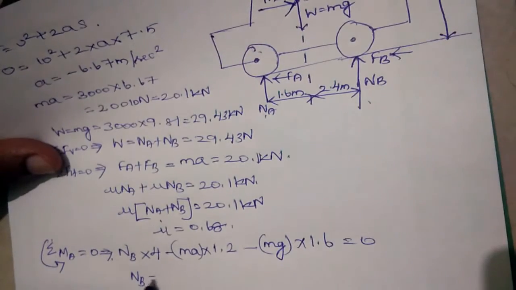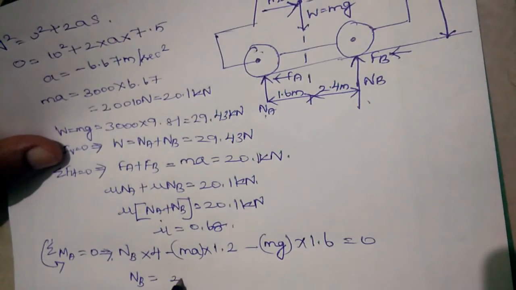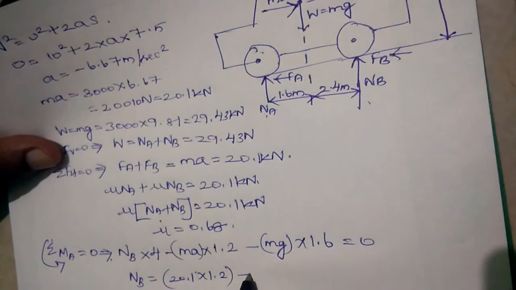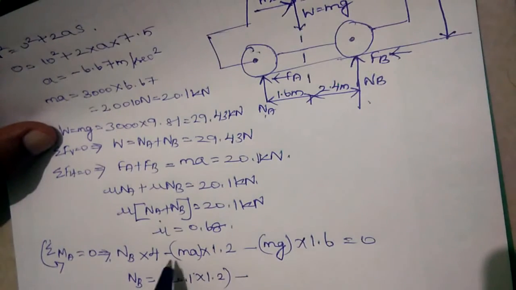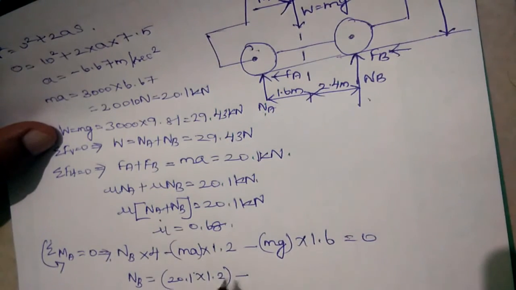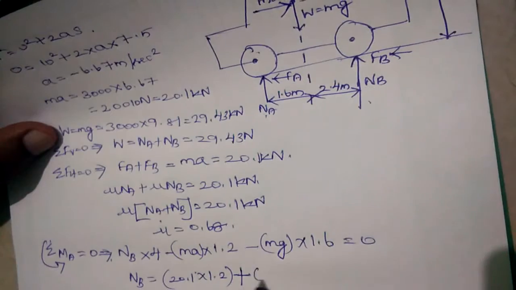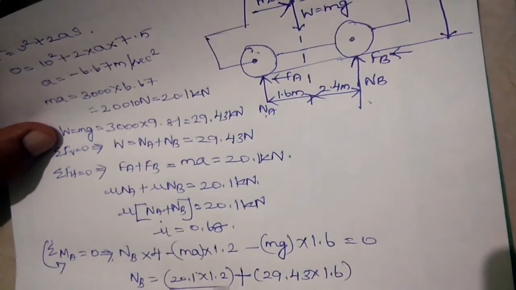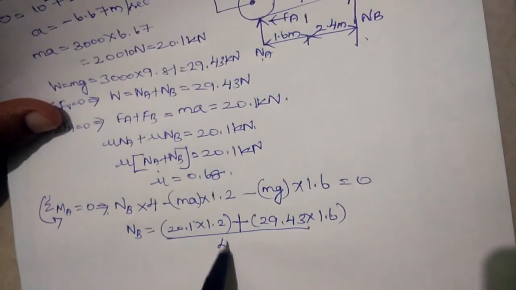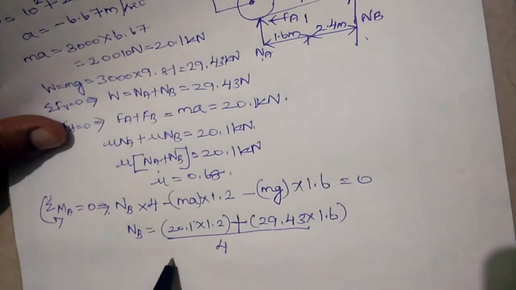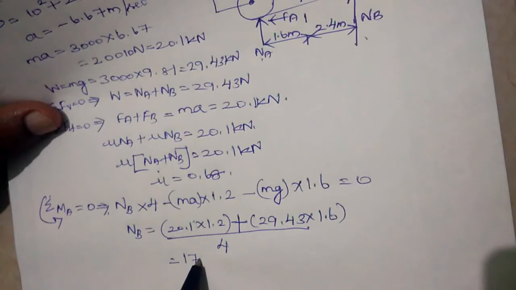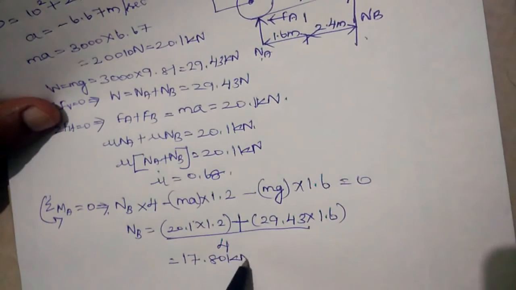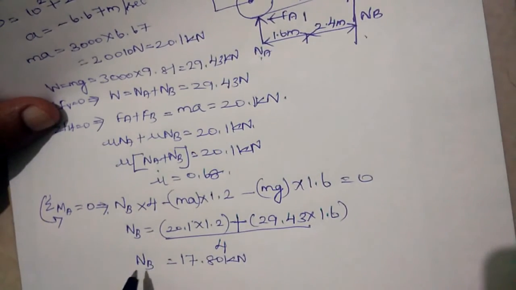Therefore NB is equal to 20.1 into 1.2 minus, sorry, this will go towards right and this will go towards right, so the minus will become plus, 29.43 into 1.6 divided by 4 is equal to 17.8 kilonewton, normal reaction B.